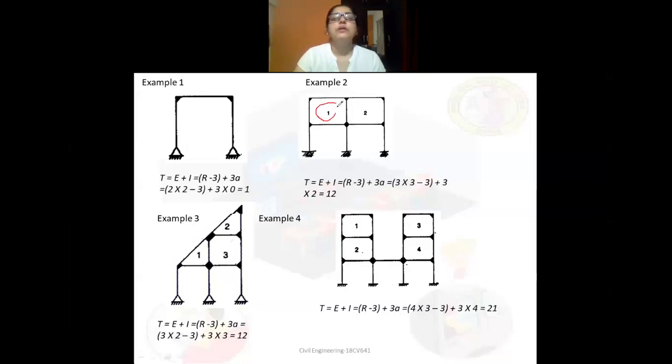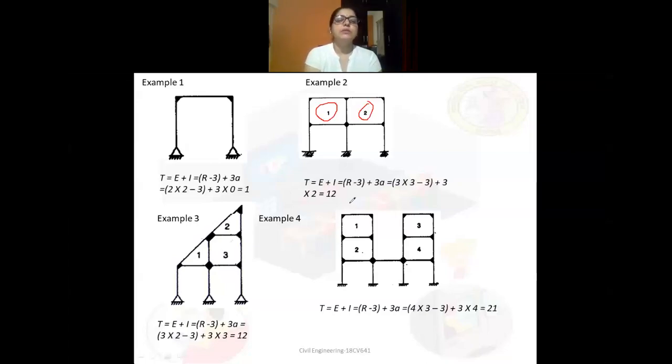So we have two closed frames here, hence it is 3 into 2. Two closed frames are there. This 3 and 4 is open, so you cannot consider it. So you have two closed frames. So 3 into 2. If we do that, 9 minus 3 is equal to 6, plus 3 twos are 6. So 6 plus 6, altogether we have 12. The frame is statically indeterminate by 12 degrees.